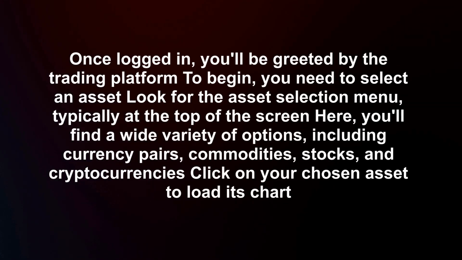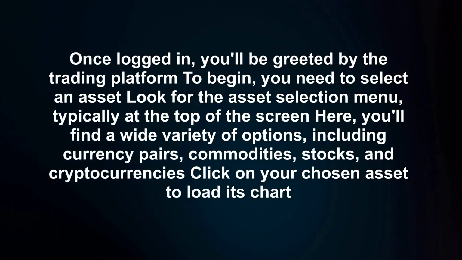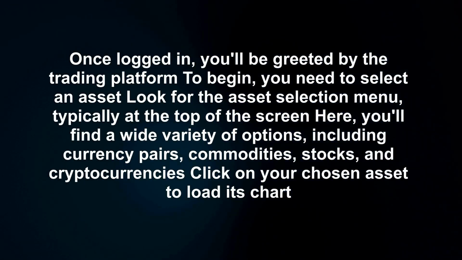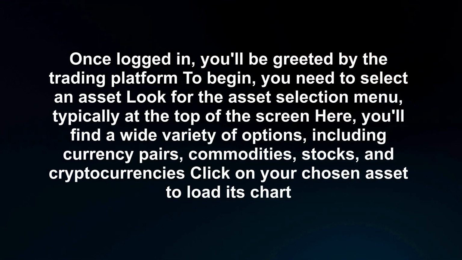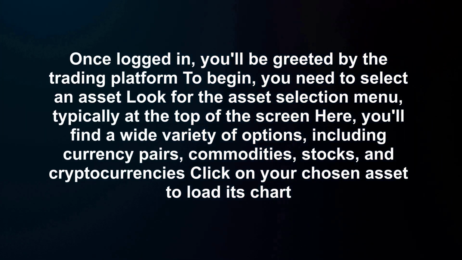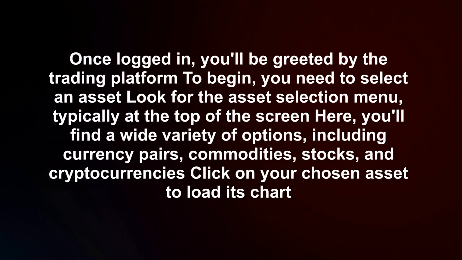Once logged in, you'll be greeted by the trading platform. To begin, you need to select an asset. Look for the Asset Selection menu. Typically at the top of the screen here, you'll find a wide variety of options, including currency pairs, commodities, stocks, and cryptocurrencies. Click on your chosen asset to load its chart.